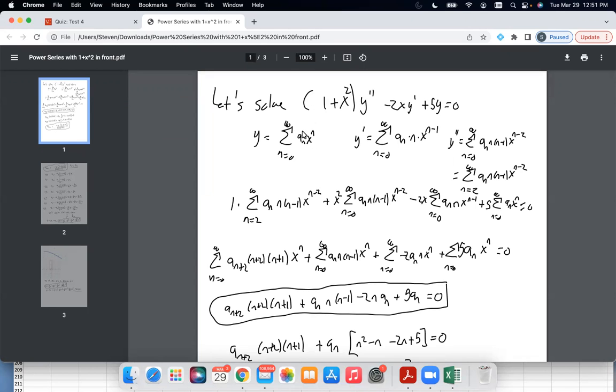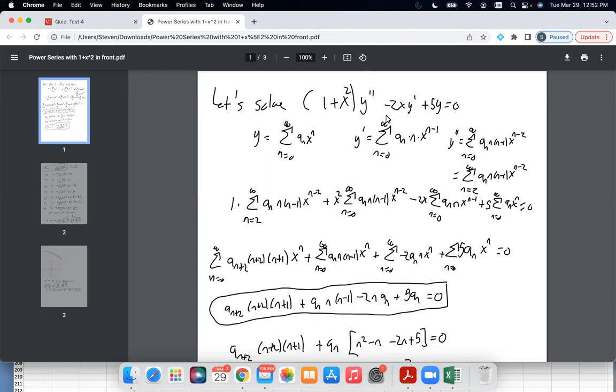Y, just like always, sum from n equals 0 to infinity, a sub n x to the n. Here's y prime, here's y double prime. We've done a bunch of these. Now, notice I've written y double prime a couple of different ways. I could start it at 2 since the first two terms are 0. Then I could, if I wanted to, raise all of these up by 2 while simultaneously dropping my starting point down by 2 to make it x to the n and start at 0.